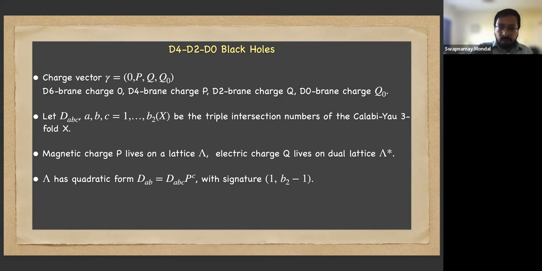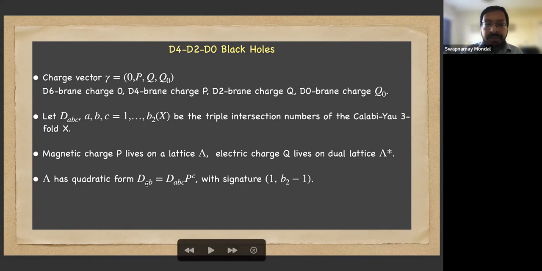Okay. So one important input for us would be these triple intersection numbers. Because the lattices in which these magnetic and electric charges will live, the quadratic forms on those lattices, are determined by these triple intersection numbers. So electric and magnetic charges will live on dual lattices. We call them lambda and lambda star. Another important bit is that this quadratic form has signature (1, B2 minus 1). So it's mostly negative. That would be important.